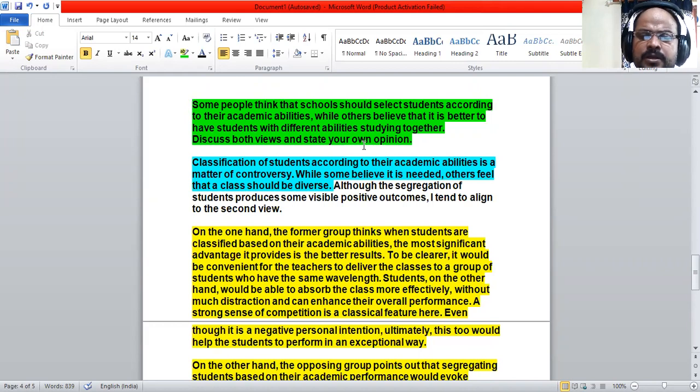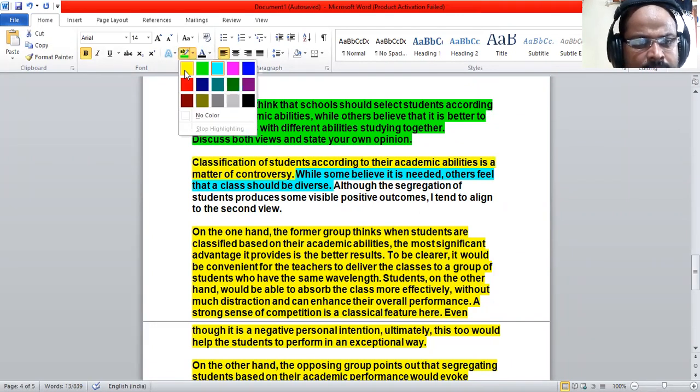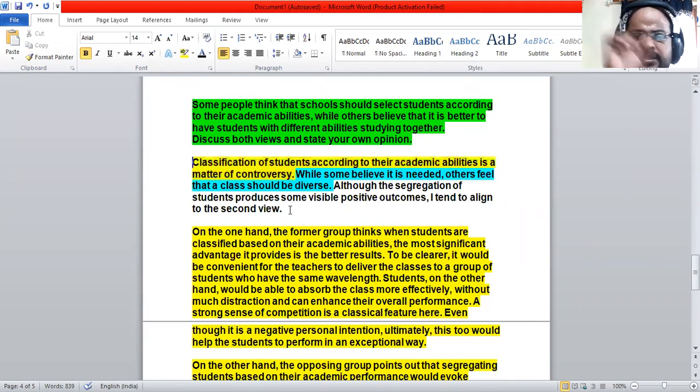So let's go with the introduction here. In the first part of the introduction, we have restated what we have in the question. So we have a topic, and the topic is extracted very carefully here. And this is the topic: classification of the students according to their academic abilities. This is the core topic in the question. So the argument is based on this particular topic.